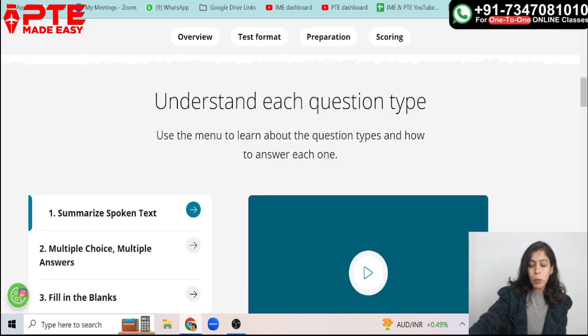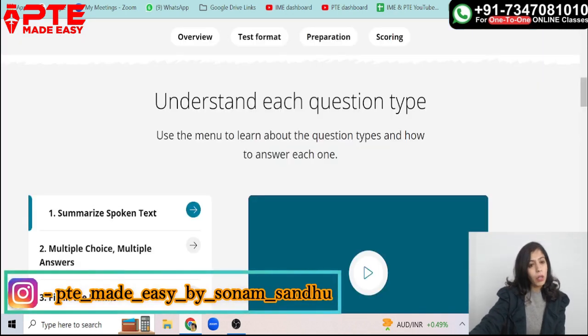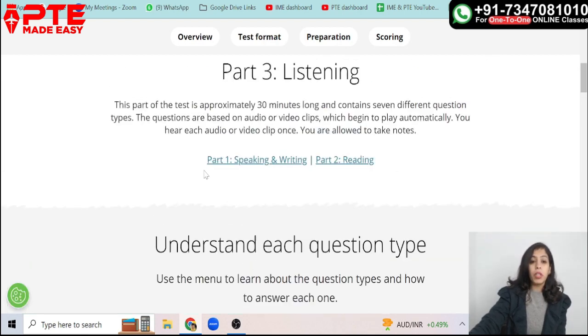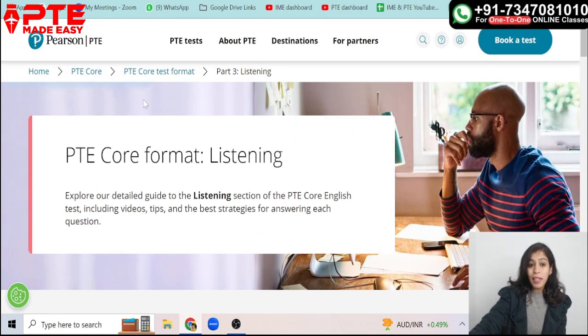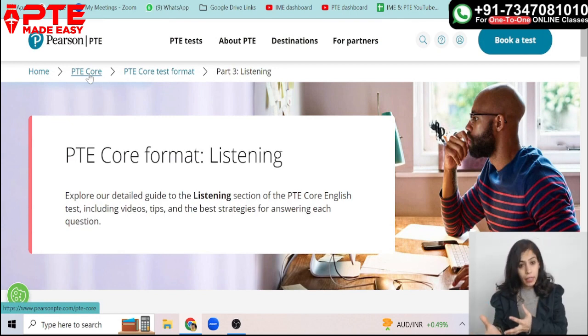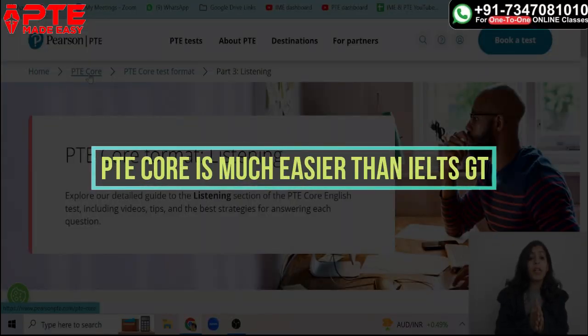So I believe I was able to answer all the queries related to the PTE Core format. About the validity of PTE Core, it is clearly mentioned on the Pearson website. So don't worry, it is all clear. It is now widely accepted. So if you want to go for Canada, and that too for PR purposes, or if you want to migrate to Canada for work purposes, you can simply appear for PTE Core. Now it is much easier than IELTS GT.